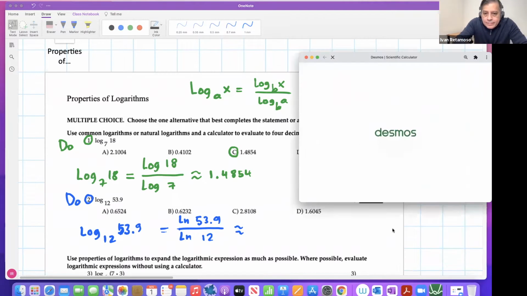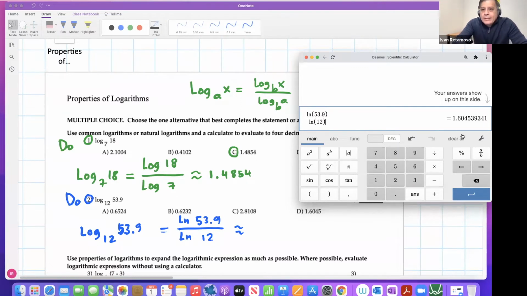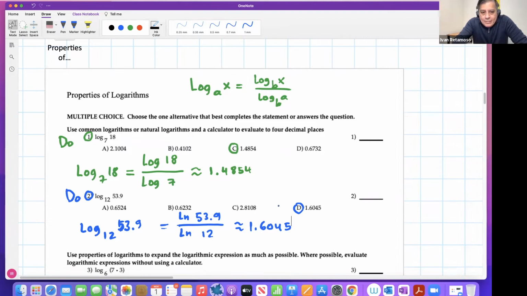Take your calculator, ln, you can just type ln or look in the functions. So ln of 53.9 over ln of 12, okay? Very good, you get 1.6045, right? Rounded to 4 decimal places is this guy, right? You got it, guys? We're gonna use this eventually, so make sure you are okay with this. So 1.6045 is this guy. Excellent. Great. So we know how to use the change of base formula, right?